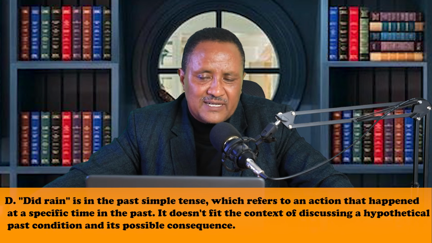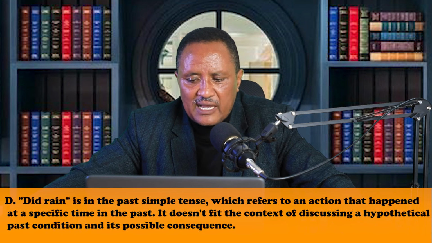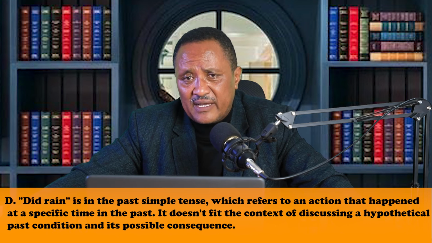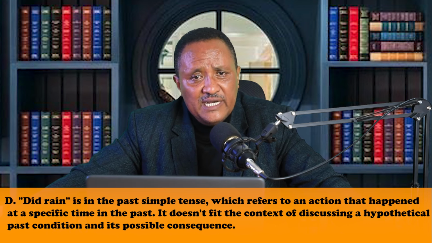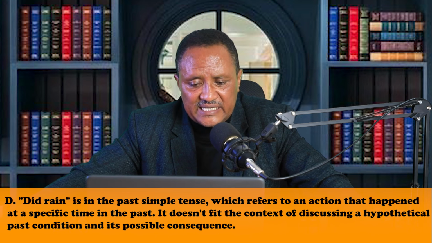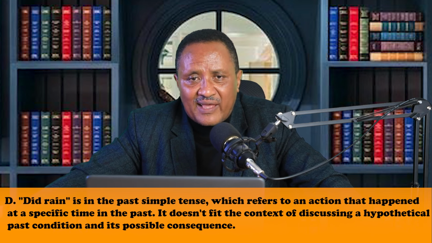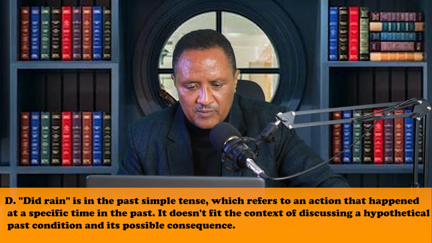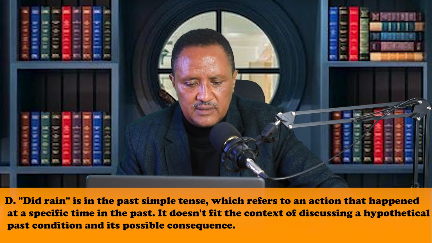Did rain is in the past simple tense, which refers to an action that happened at a specific time in the past, and it doesn't fit the context of discussing a hypothetical past, and at the same time the grammatical makeup on its own nature doesn't allow did rain to be inserted there. Why? Because of the obvious syntactic reason. So the most appropriate answer is D.